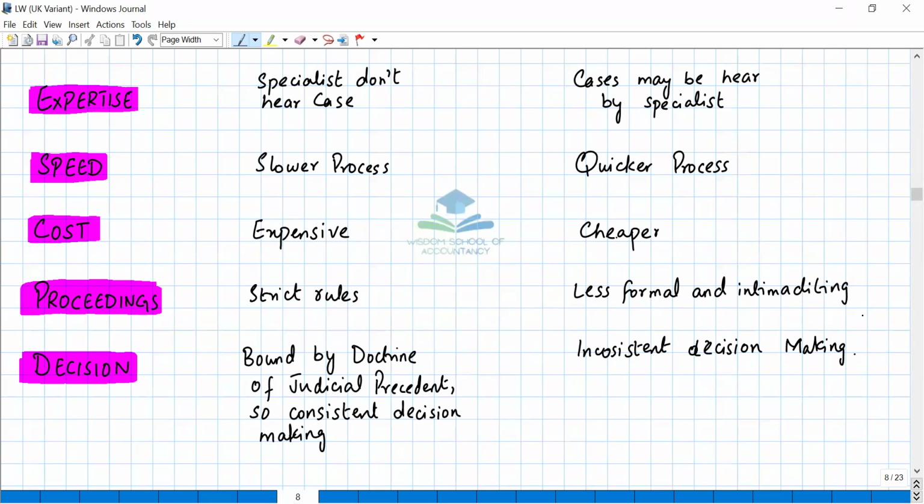While in tribunals, you are not bound by any judicial precedent, so the decision making can be different. Inconsistent means for every case the decision can be different, while for the court the decision can be kind of the same. So that is the difference between court and tribunal.